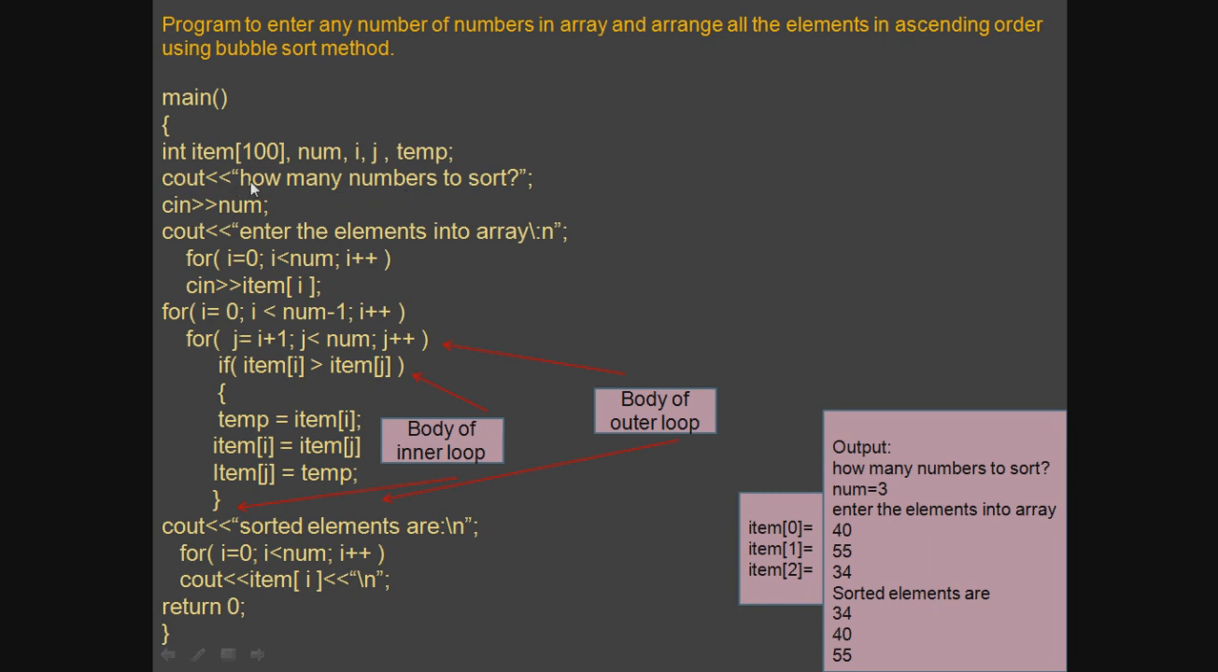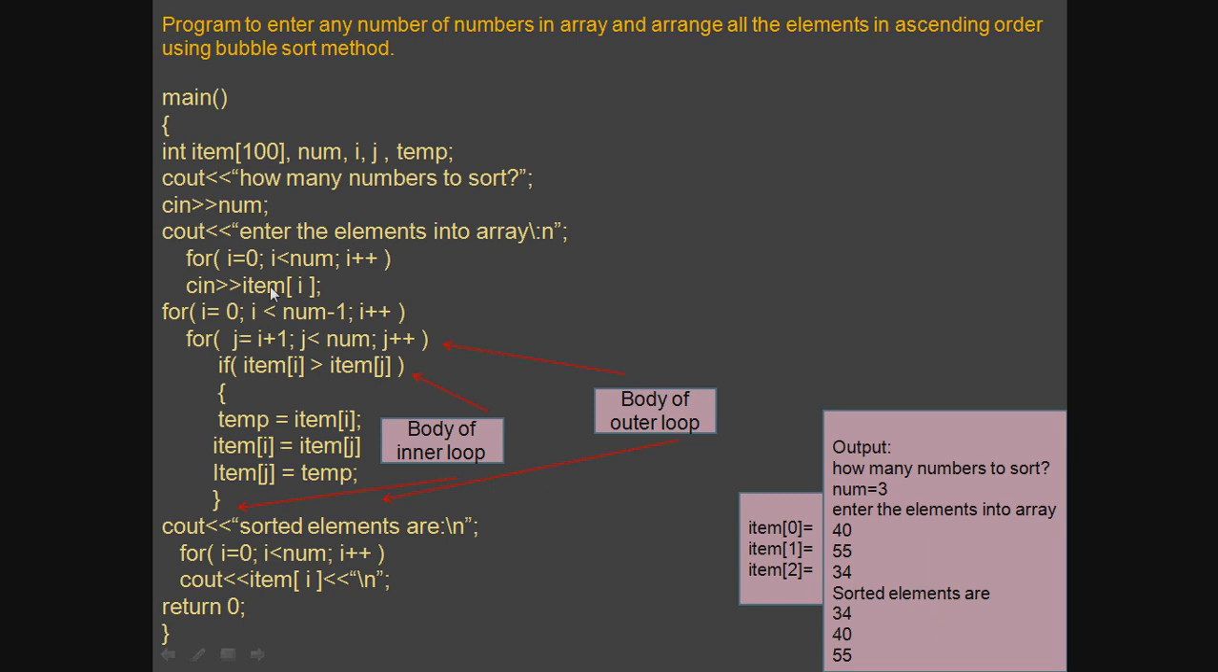So how many numbers do you want to sort? Here num equals 3, so the num variable stores the value 3. After that, enter the elements into the array. You're entering three values. Here a for loop is used to enter the values, and for that reason the array is declared here.